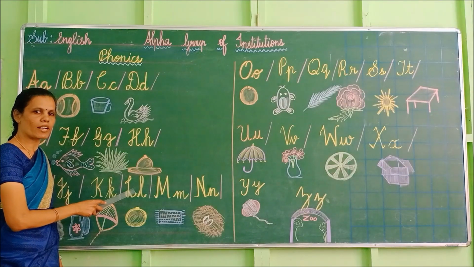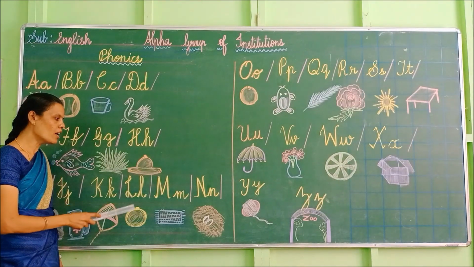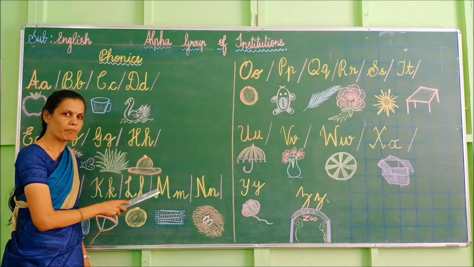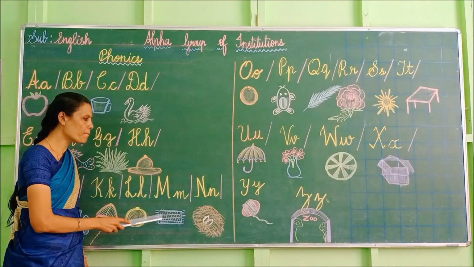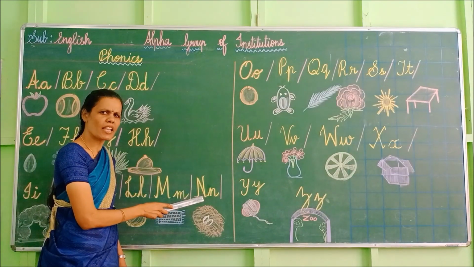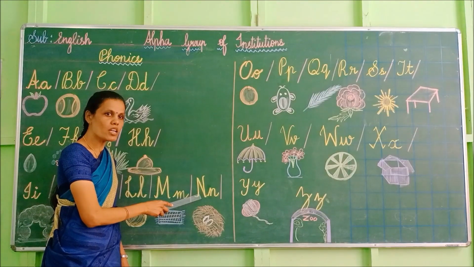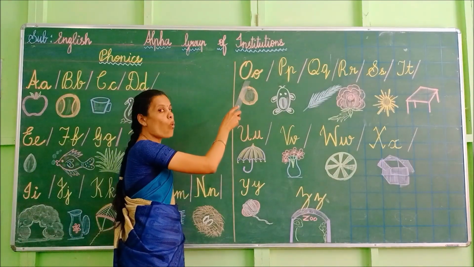Now, what letter is this? L. L sounds L. Lemon. M. What letter is this? M. M sounds M. Mat. Next one. N. What letter is this? N. N sounds N. Nest. Next one.